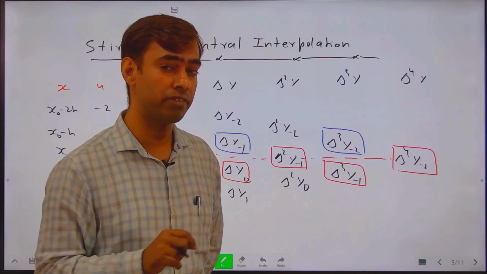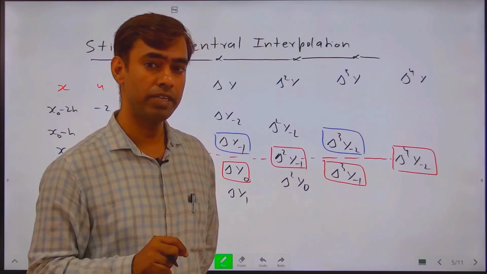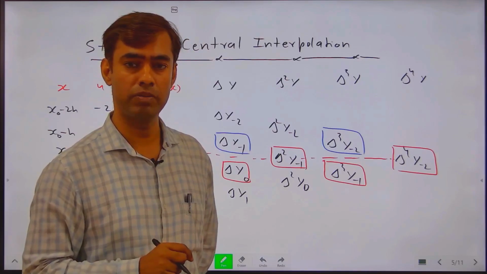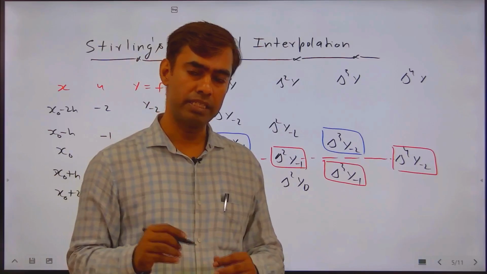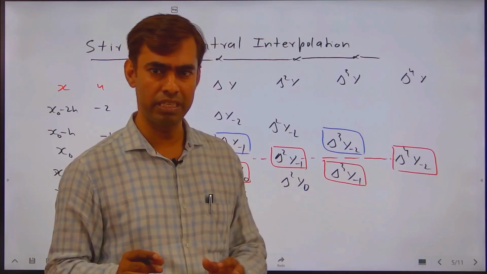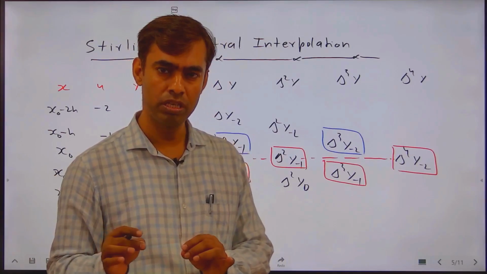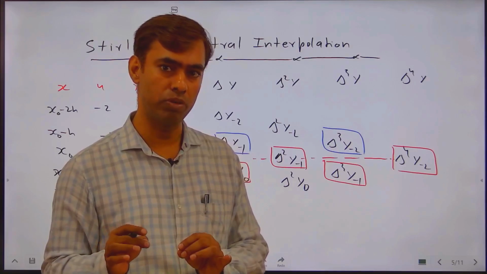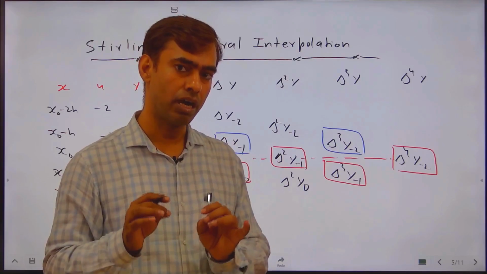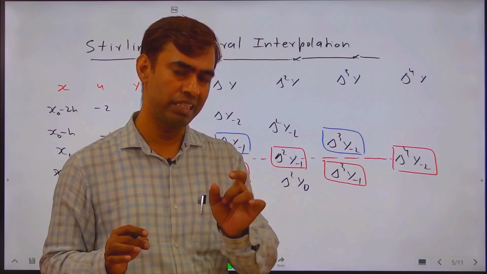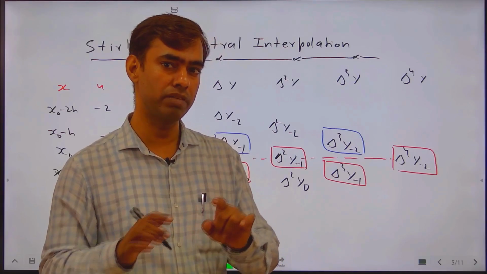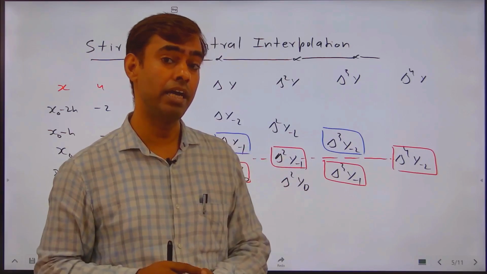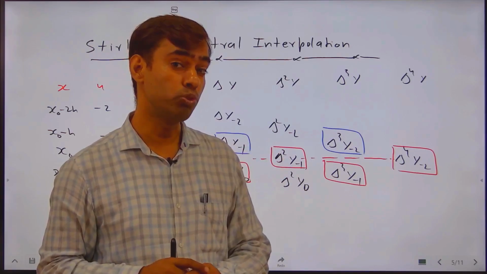This is a drawback of Gauss forward and Gauss backward. In the Stirling formula, Stirling removes this drawback, meaning they use both the central values. If there is an odd number of terms, then they choose the single central value. If there is an even number of terms, then they take the average of the two central values.